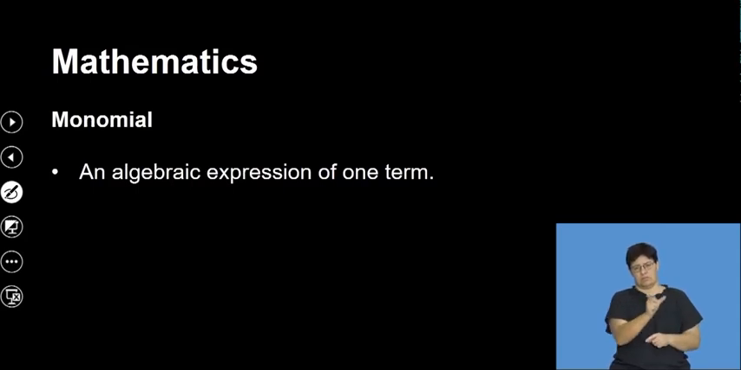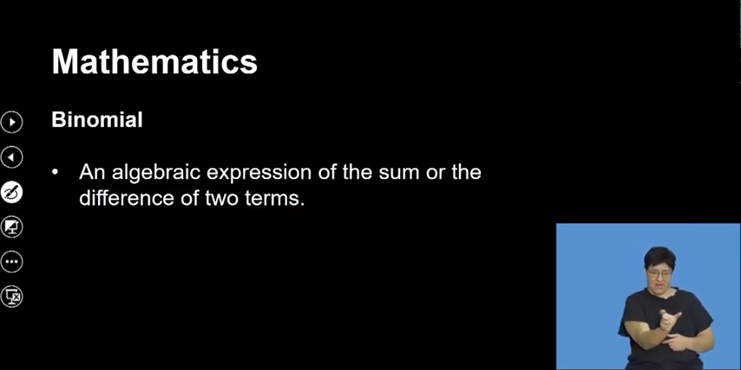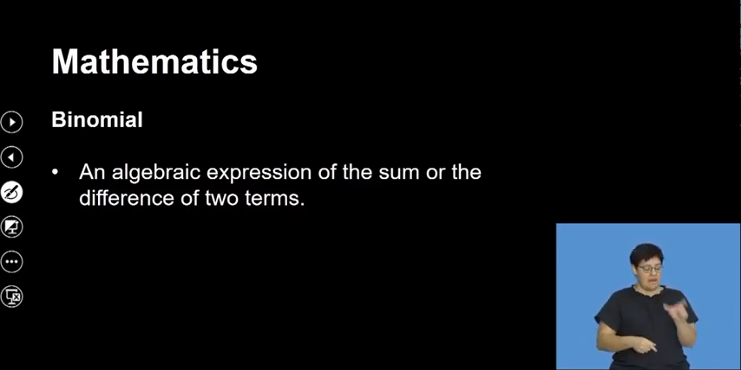Now, we also have what we call a monomial, right? A monomial will be an algebraic expression of one term. Mono means one. Then binomial will then be an algebraic expression.